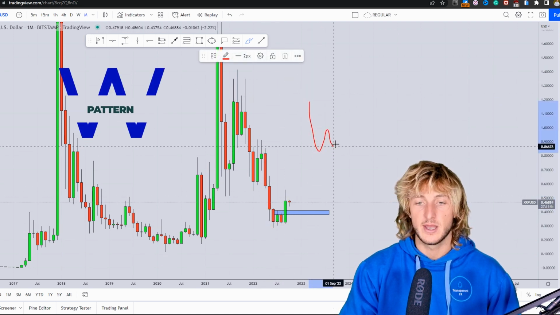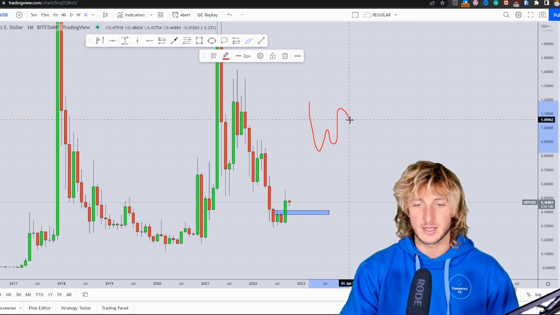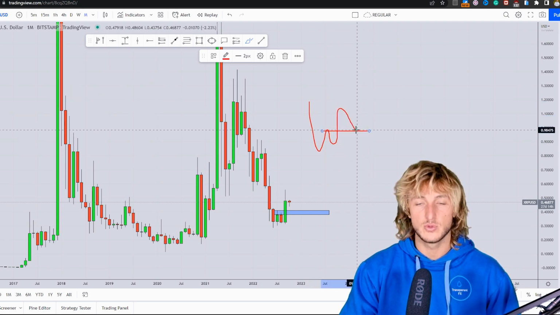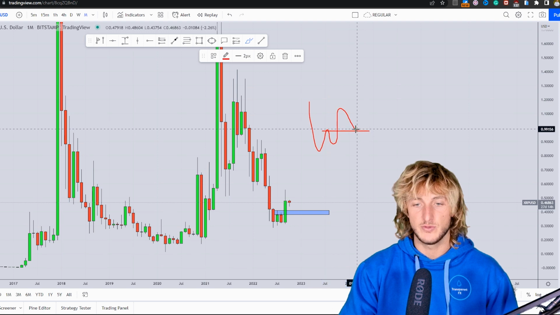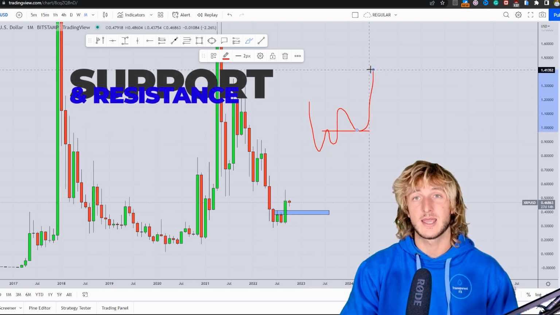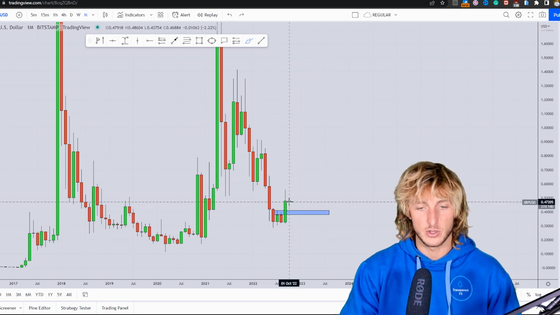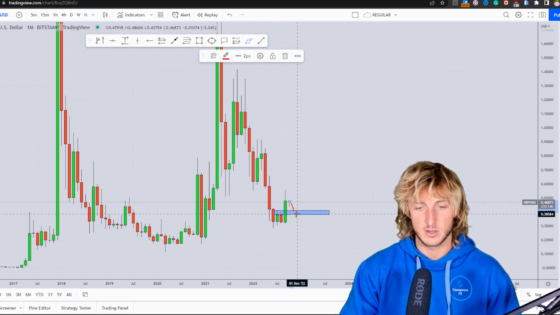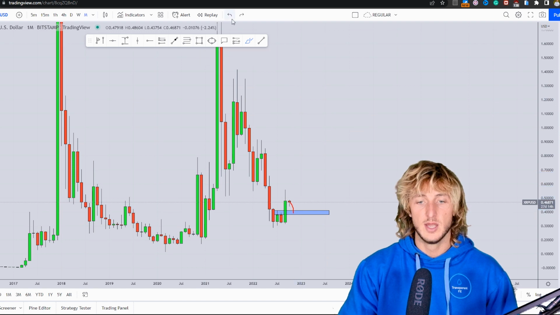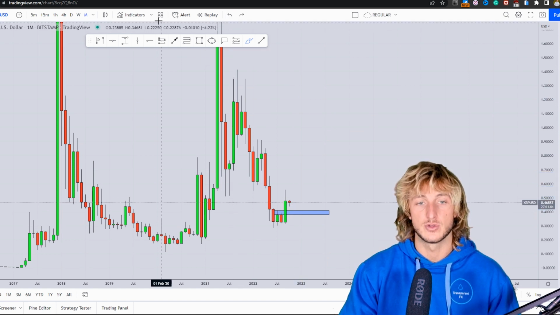Now, in general, after the creation of a W, what you would expect is for the market to create a move to the downside to go and complete the pattern at the previous resistance turn support before then getting a rejection to the upside, which is in fact exactly what we could expect also in this situation, a retest of this previous resistance turn support before then getting a rejection to the upside.